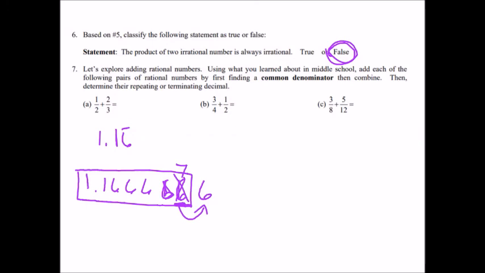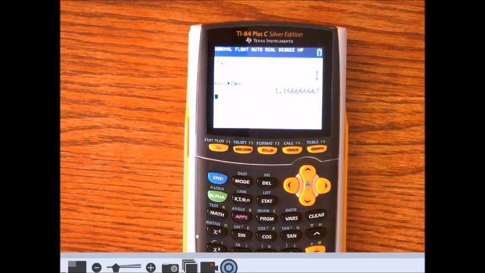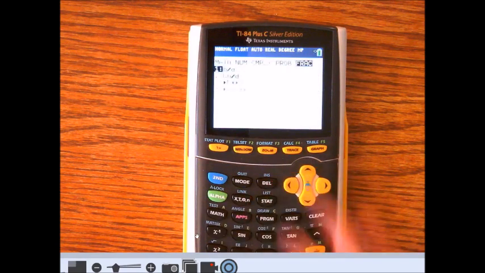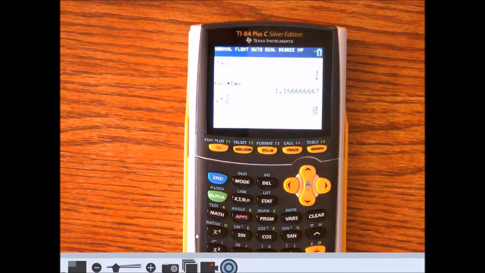All right, 3/4 plus a half. If you do that on your calculator, that would be 5/4, which would be 1.25. 3/8 plus 5/12. That I have to do on the calculator. Or I could do it by hand, but plus. All right, there's the fraction, 19/24.